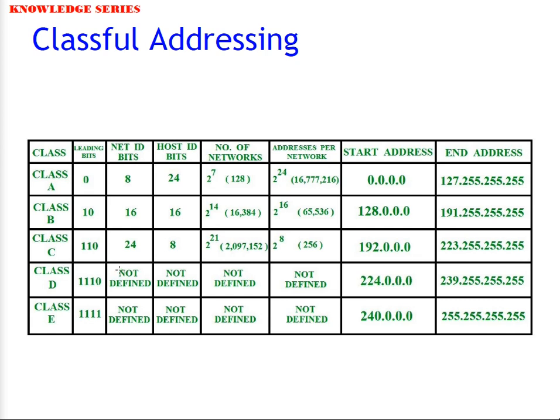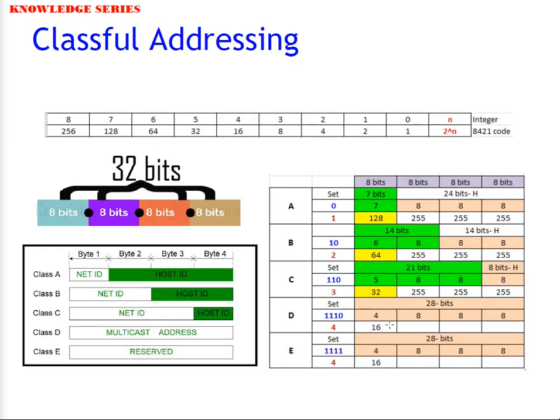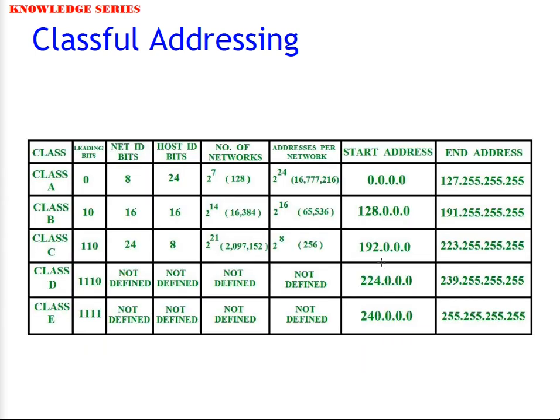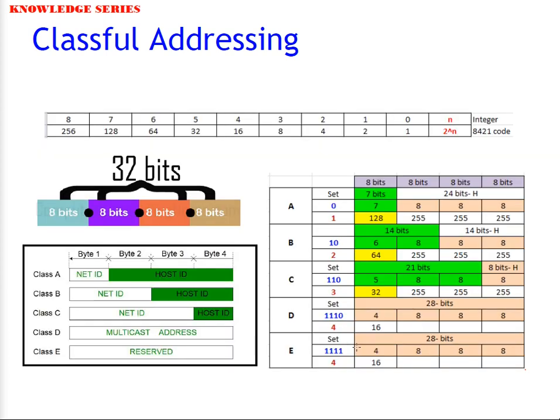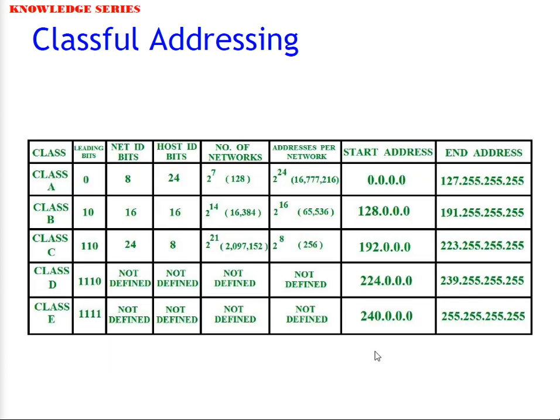Class D, you see this one, how many? 16 possibilities. So you write 224 here plus 16, it is 240 minus 1, so 239. Similarly, for the others you write. Class E, again 16 possibilities. So here again you add 16 by writing 240, the next starting address, 256 minus 1, so 255.